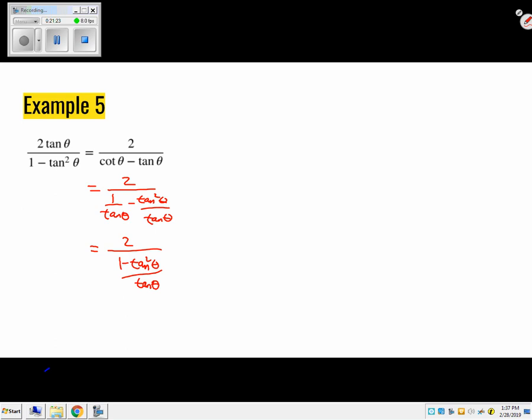Now what trickery do we do? Keep, change, flip. Keep the top. Change the division to multiplication. And then just flip this. And then get 2 tangent over 1 minus tangent squared. That was easier than I thought it would be. It's good. We're just getting better at this. That's what it is.